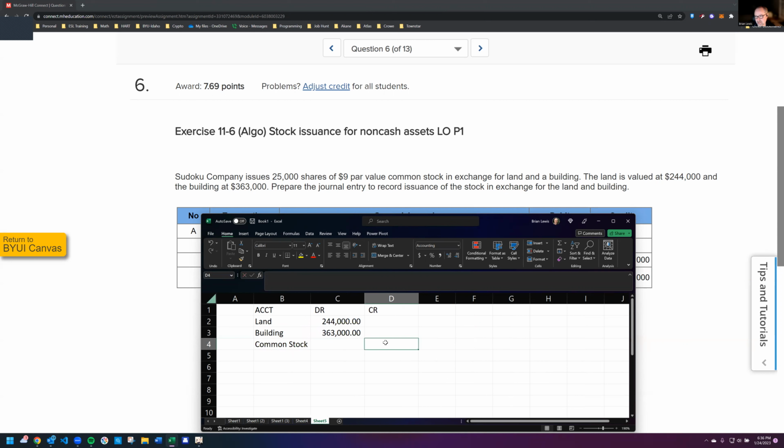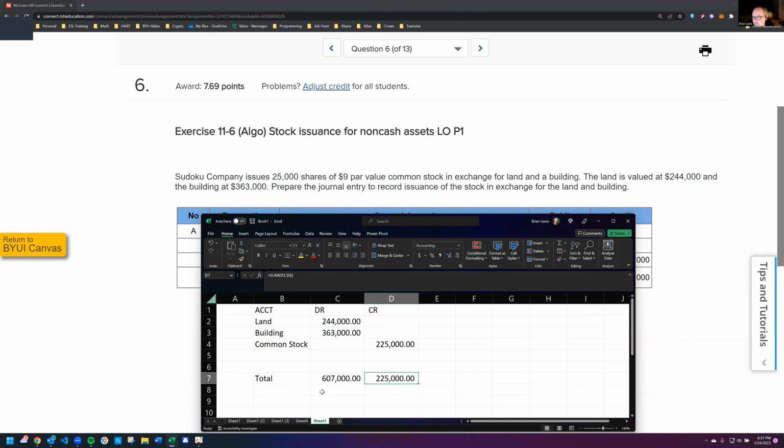And that's on the credit side. So we issued 25,000 shares at $9 a pop. So 25,000 shares times 9. Right now, I'm just going to put a little total number just so you can see what is being evaluated here and how we get to a balance, because we want to balance our debits and credits.